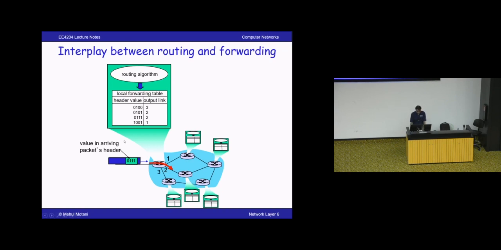For example, suppose a packet comes in and the destination is 0111. If you look at this table, we see we should forward on interface 2. Those labels are just the enumeration of the interfaces. So the router will forward on interface 2. Now the question is, what determined this forwarding table? That's the routing algorithm. So that's the interplay between routing and forwarding.